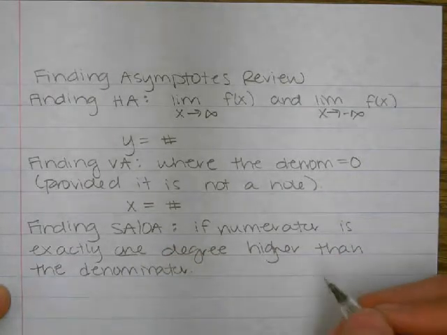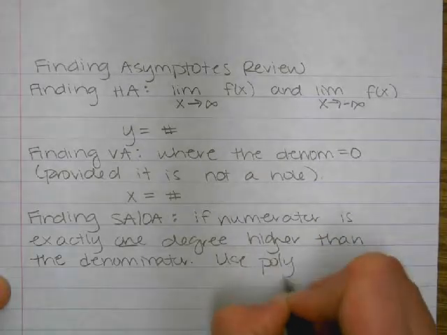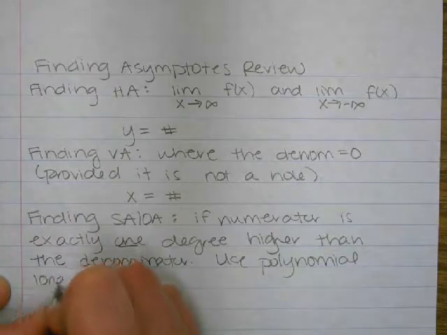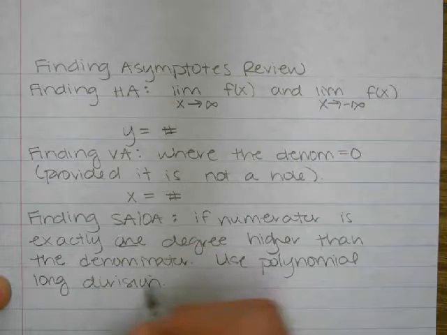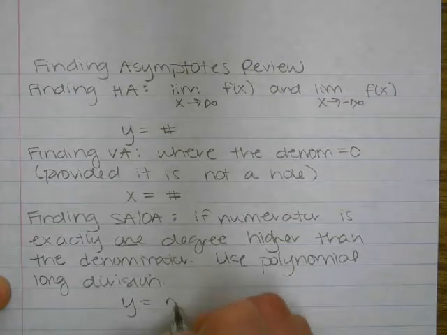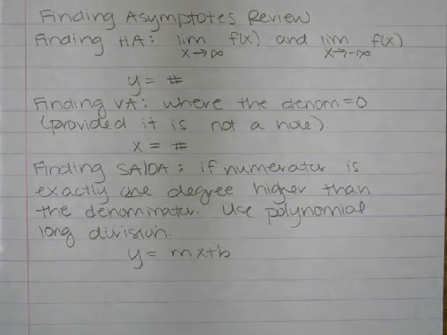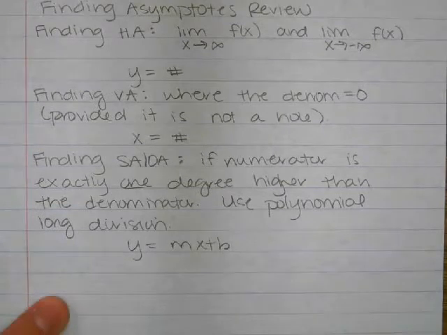And to find the slant asymptote, we would use polynomial long division. And the equation of these lines are going to be y equals mx plus b form. And that is what you will get when you use polynomial long division. You will not have to complete the entire polynomial long division process. You will just do it long enough to get an equation that is y equals mx plus b.